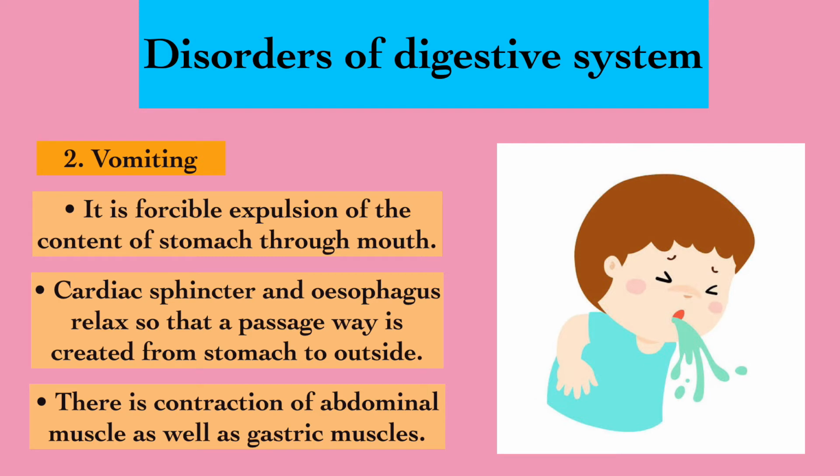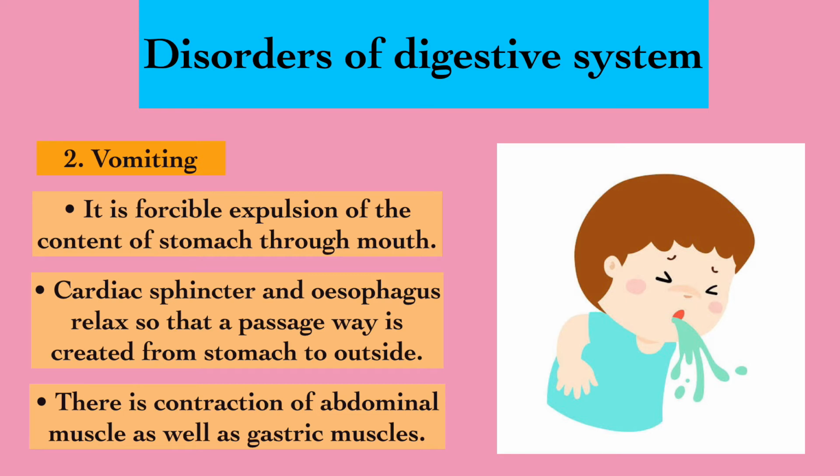The cardiac sphincter and esophagus relax so that they can make a pathway from stomach to outside. As we know that there is a forcible expulsion of the content of the stomach, whenever the content tries to come out of the body, the cardiac sphincter, which guards the content to prevent it from backflowing into the esophagus, will relax. The esophageal sphincter will also relax so that there is a pathway through which the content can travel from stomach through our mouth and then towards the outside of the body.